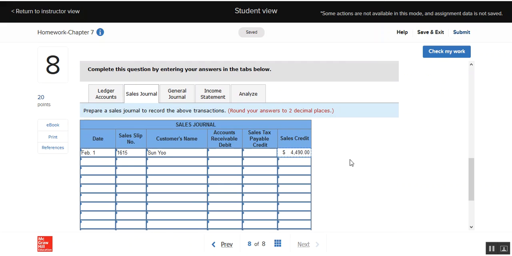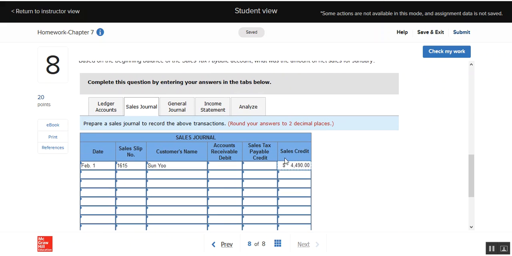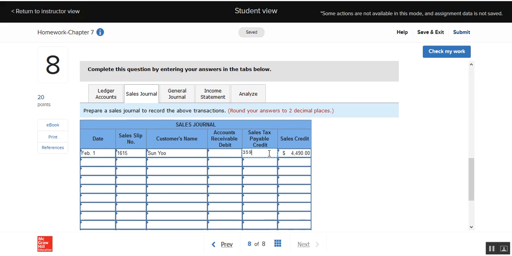So the amount of the sale was the amount that they paid us for the sofa. We're also going to record the $359.20 as sales tax. And this column is a credit. Sales tax payable is a credit. This is our debit column. Remember, debits always have to equal credits.